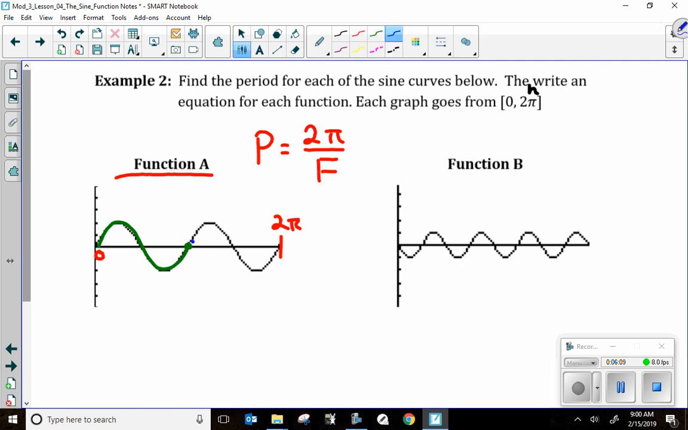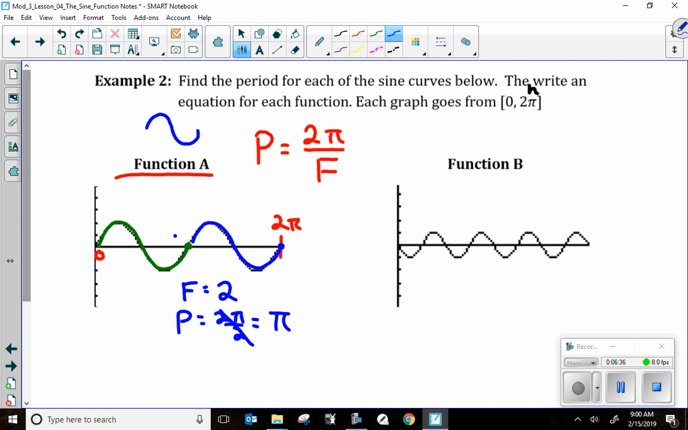Now, as I start again, I'm starting a second sine curve. Up, down, boom, that's the second sine curve. Remember, sine curve is the S. That is one sine curve. There are two of those here. So my frequency is 2. So if I want the period, it's 2 pi over 2, which means pi, because these cancel.